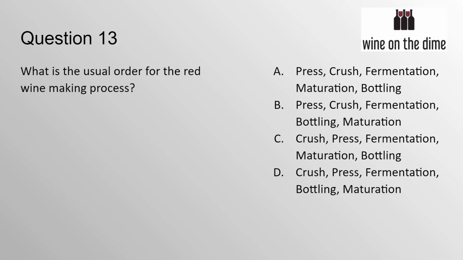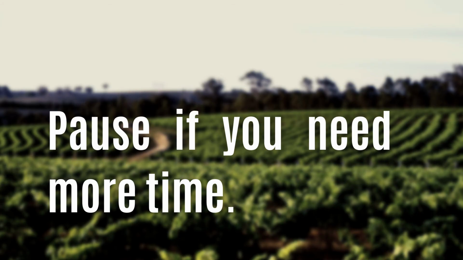Question 13. What is the usual order for the red winemaking process? Option A, press, crush, fermentation, maturation, bottling. B, press, crush, fermentation, bottling, maturation. C, crush, press, fermentation, maturation, bottling. D, crush, press, fermentation, bottling, maturation. The answer here is C.